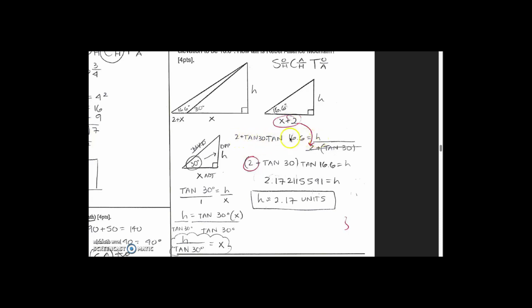They knew to set it equal to h. Tangent is 16.6, so opposite over the adjacent. So this should read x over x plus 2. That's their mistake. So I gave them 3 points.